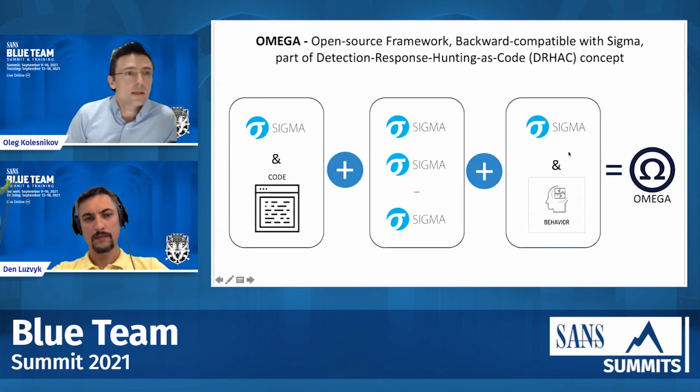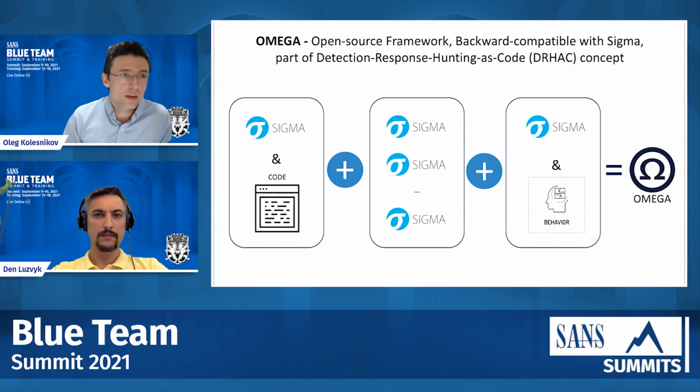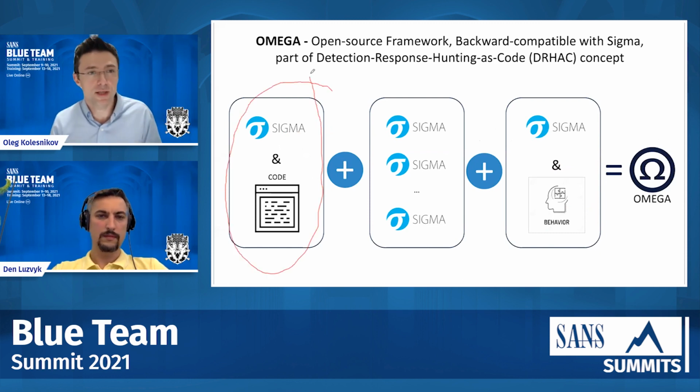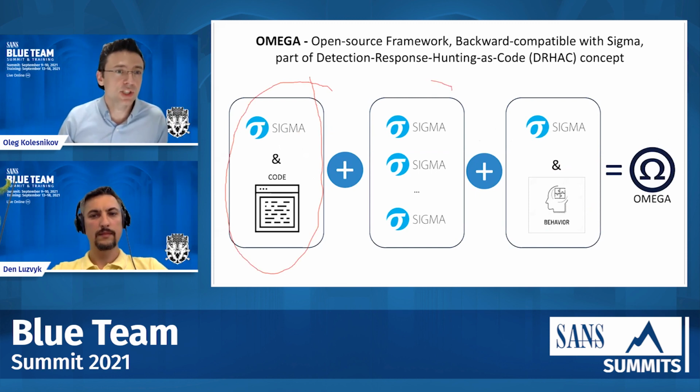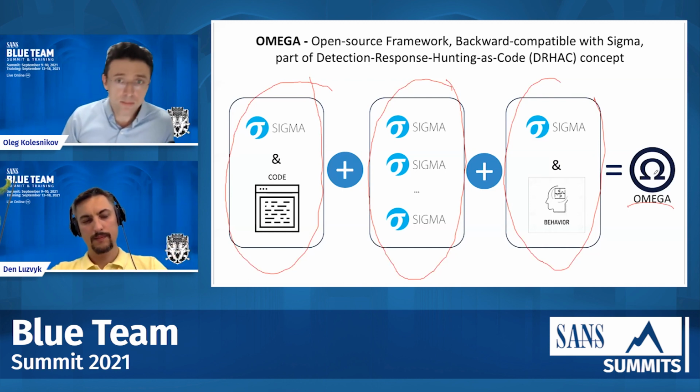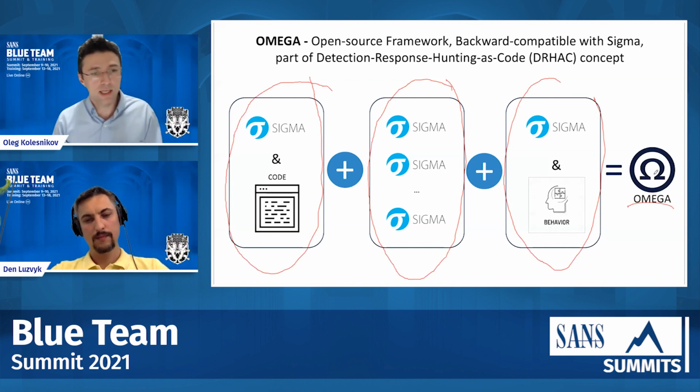So Omega is an open source framework we came up with. It's backward compatible with Sigma. And we spoke with Florian Roth earlier, who's a good friend. He provided some great feedback on it. But what Omega is, it adds code to Sigma, essentially on top of Sigma, right? That's one of the things that it does. The other thing is it allows you to chain multiple Sigmas together, right, for blue team purposes. And then of course, you can add some behavior-based features to it, and then you get the Omega. So basically, at a high level, it should be pretty clear.